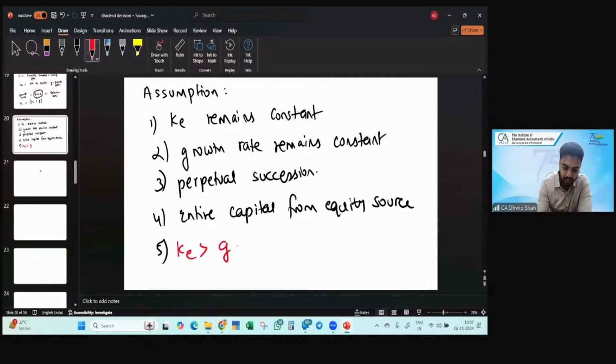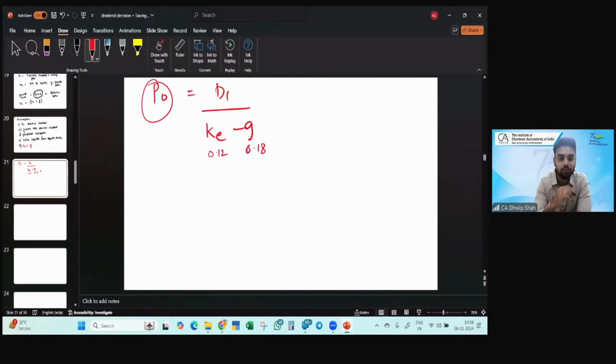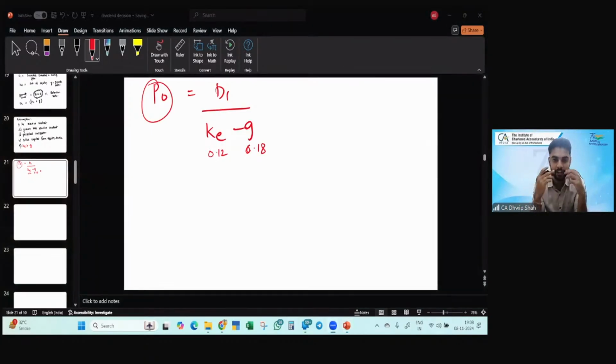If K is not greater than G, then see how it looks. The formula is something like this. If K is less than G, it means the denominator would be negative. Let's say K is 0.12 and G is 0.18. When the denominator is negative, ultimately the price would be negative. And what does negative price mean? It means you are selling the shares and you are paying money. Are you getting this?